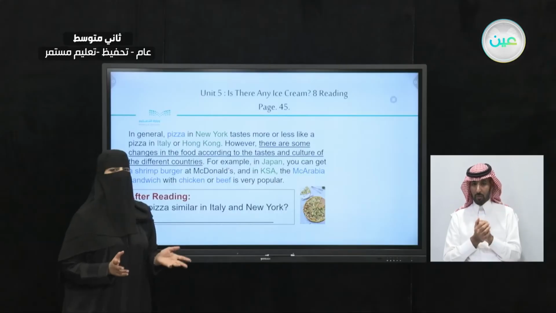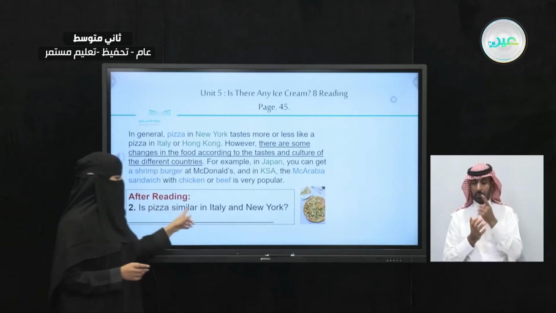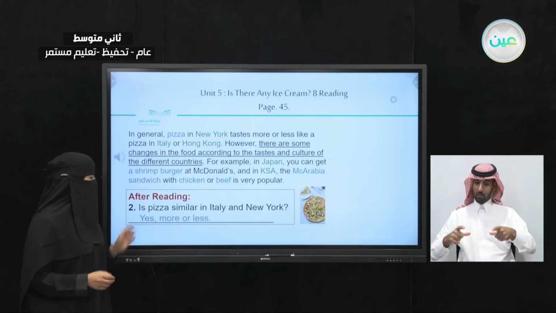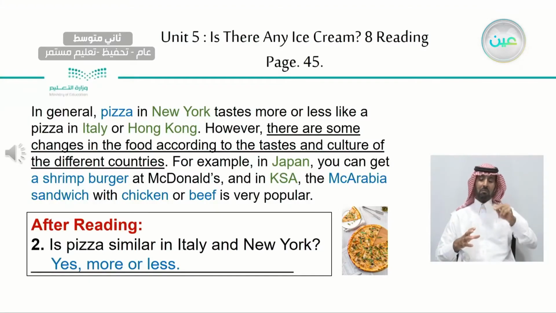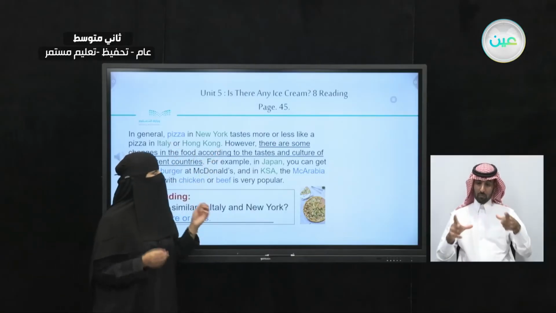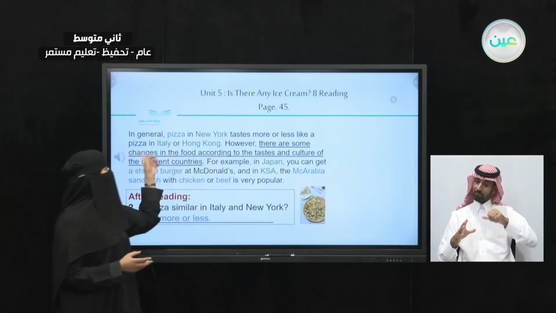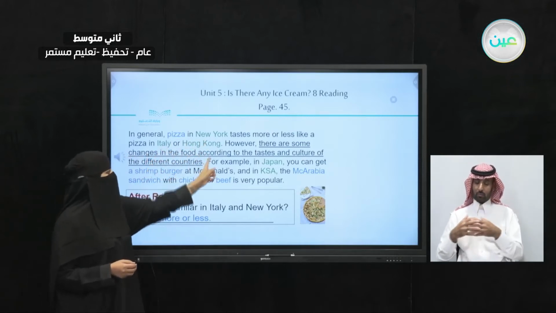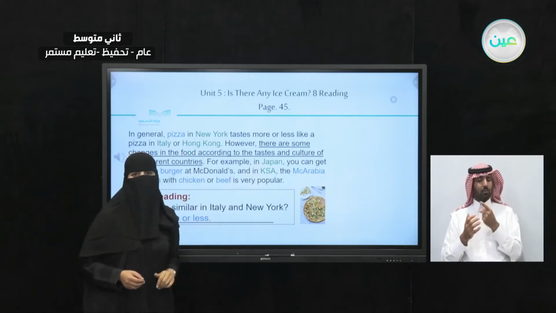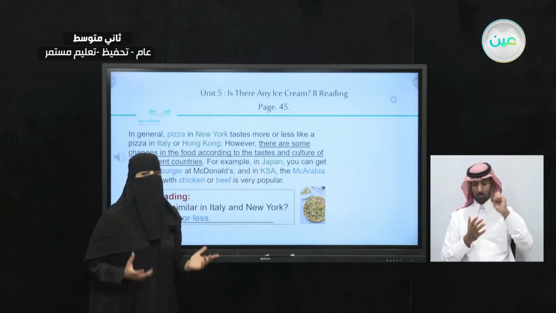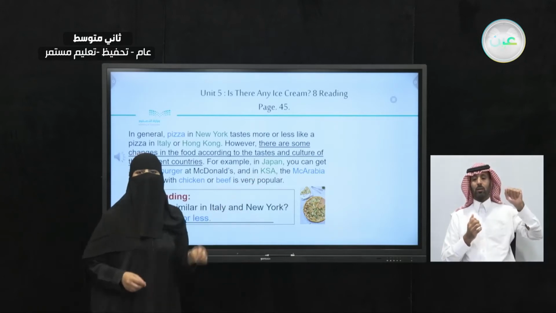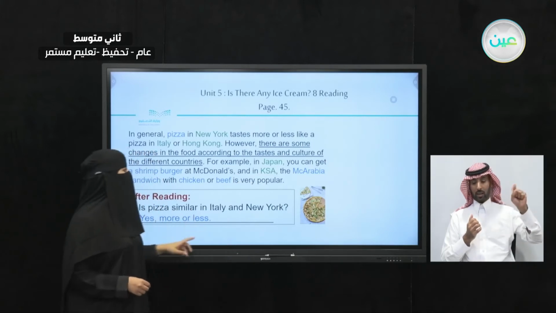Now, so what is the answer for this question? Is pizza similar in Italy and New York? So the answer is yes, more or less, right? Here, look at the first part. Pizza in New York tastes more or less like a pizza in Italy. Now, take a look here. We have New York, Italy, Hong Kong, Japan, and KSA. All of these are places. But what is the meaning of KSA? KSA is the Kingdom of Saudi Arabia.